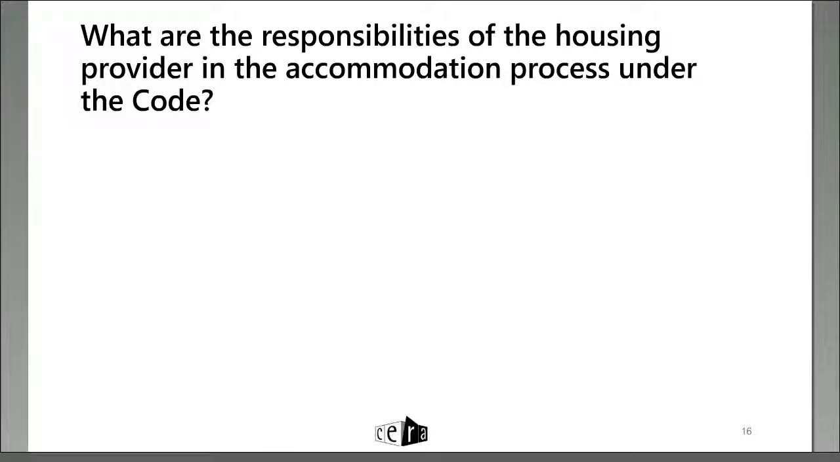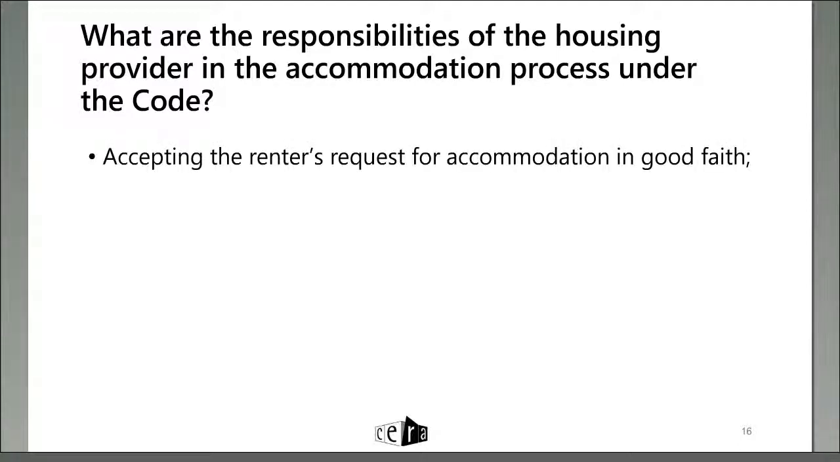Our next question asks, what are the responsibilities of the housing provider in the accommodation process under the Ontario Human Rights Code? Once a renter has made a request for accommodation to the housing provider, both parties must work together to find solutions. Both the housing provider and the renter have responsibilities in the accommodation process.